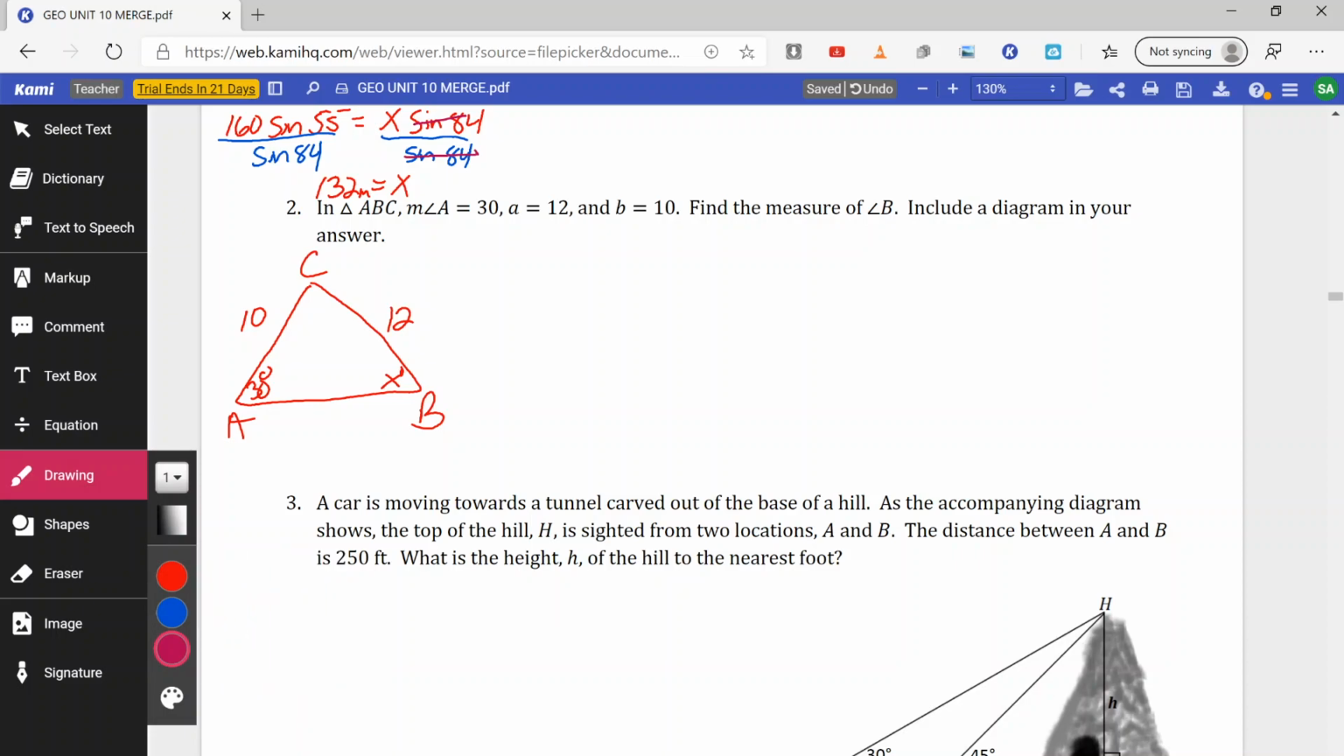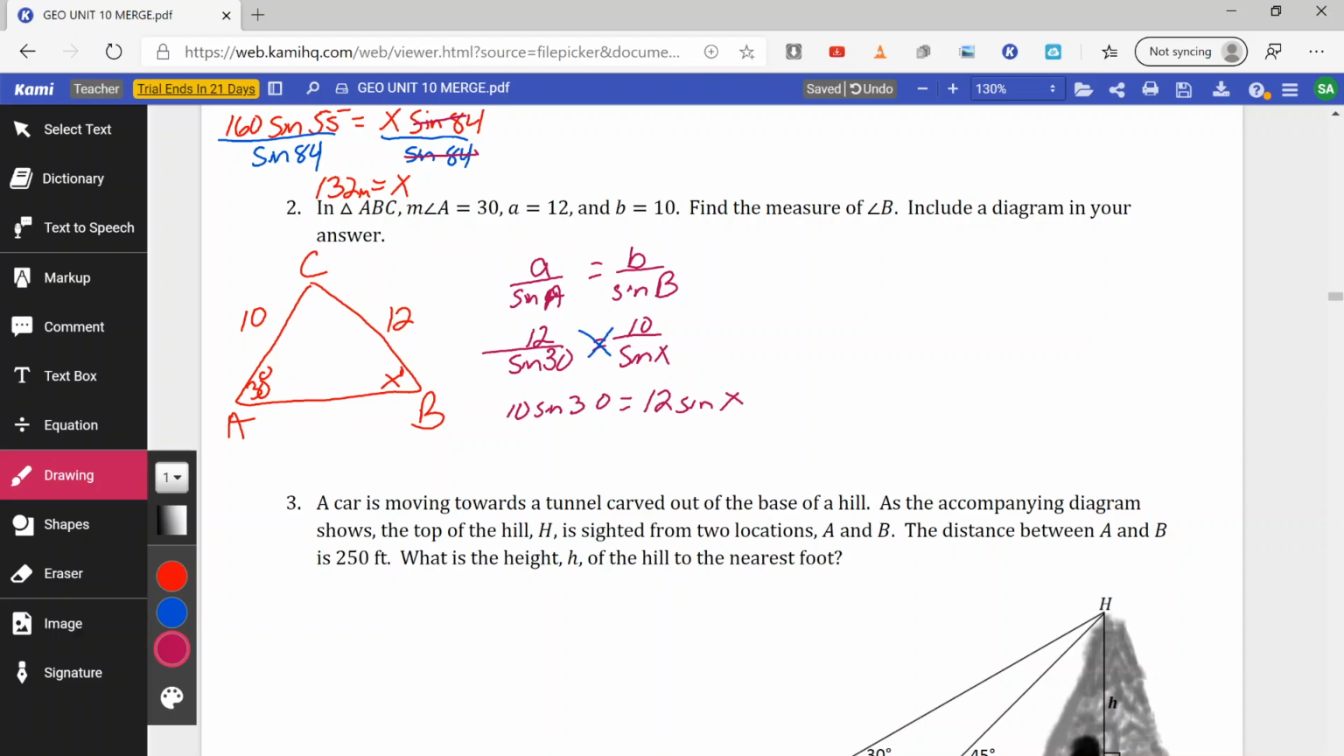And again, in this case, side A over the sine of A is equal to side B over the sine of angle B. So side A, we said, was 12, over the sine of our angle A, 30. And that is going to be equal to side B, which is 10, over the sine of angle B, which is x. So again, proportion means we cross multiply. So we have 10 times the sine of 30 equals 12 times the sine of x.